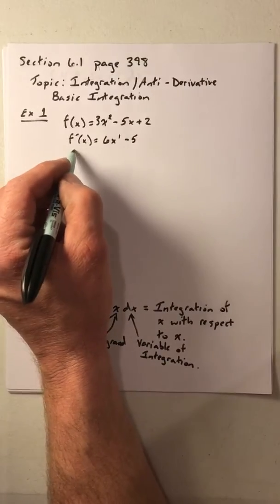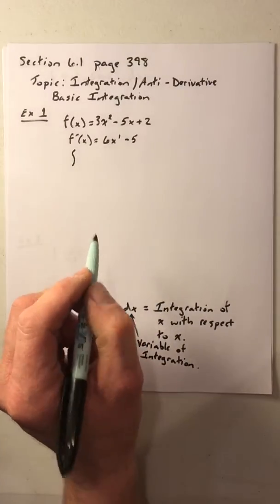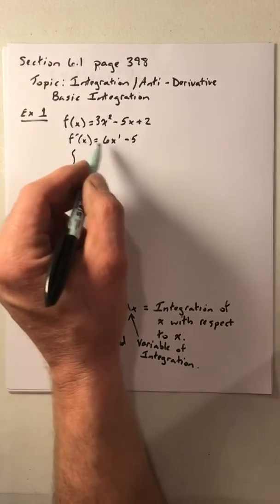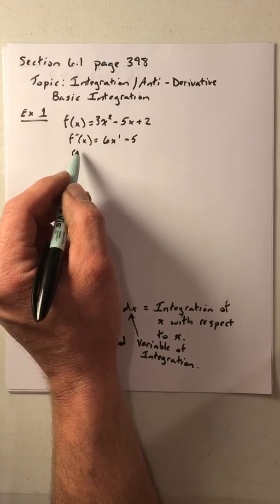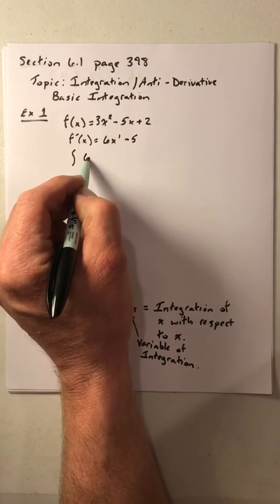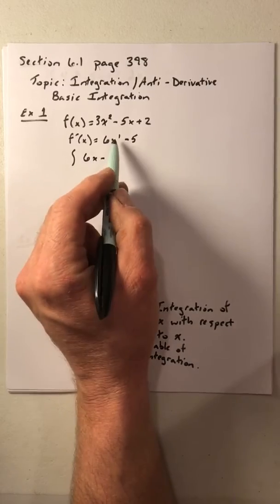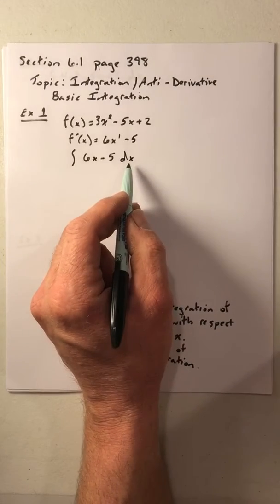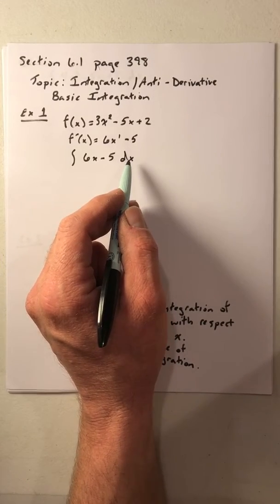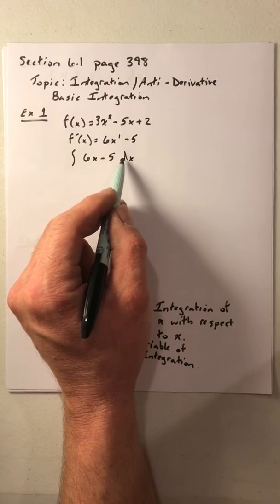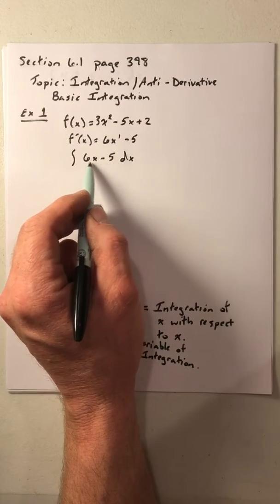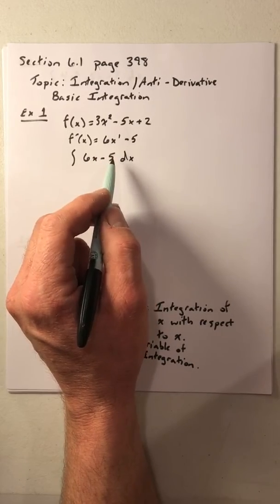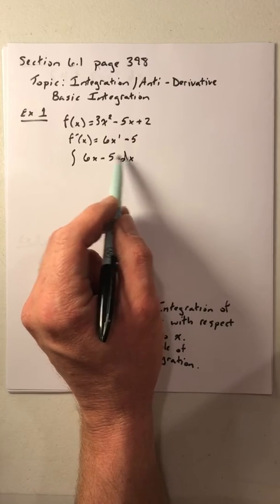What we're going to do in chapter 6 is undo that derivative. So we're going to give you the derivative, and we're going to ask you for the original function. The way we're going to set that up is with an elongated S, and then we're going to put our integrand, which is what our original derivative was, 6x minus 5, and then we're going to put a dx behind it. And dx is going to tell us the variable of integration. Our variable of integration will always be the same variable as what we're working with. Eventually, we're going to change variables, so we have to make sure that this variable is the same as this variable over here.